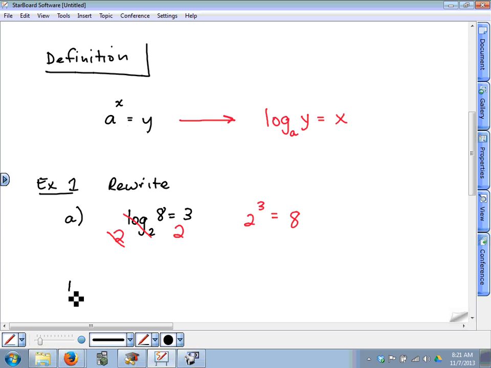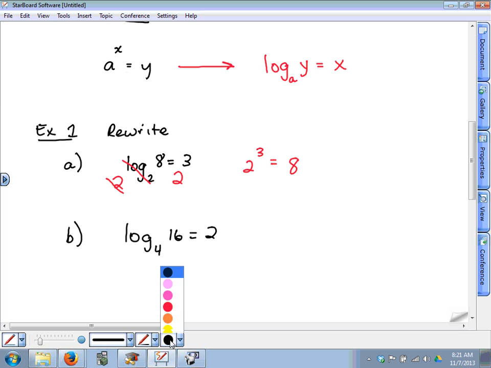Part B. If I gave you log base 4 of 16 is equal to 2, then to rewrite that in exponential form, you would consider, okay, what type of logarithm do I have? I have a logarithm with a base of 4. What gets rid of it? So use a base of 4 right here, use a base of 4 right here. That's going to cancel that logarithm. You're left with the expression 4 squared equals 16. And you should always check that what you end up with makes sense. Does 4 squared equal 16? Yes. Does 2 cubed equal 8? Yeah.